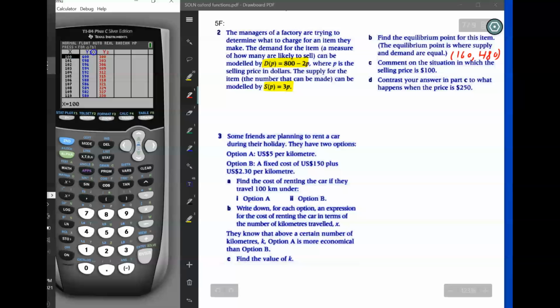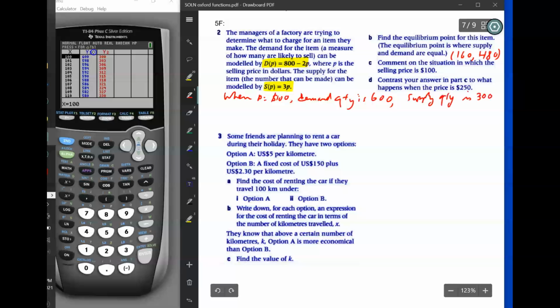So I'm going to write this down. When the price is $100, the demand quantity is 600 and the supply quantity is 300. So you can see that there's a lot more people who want it than people who are providing it. That's what you would say, something like that: that more people want it than is being provided.